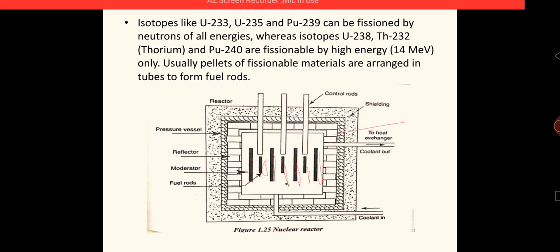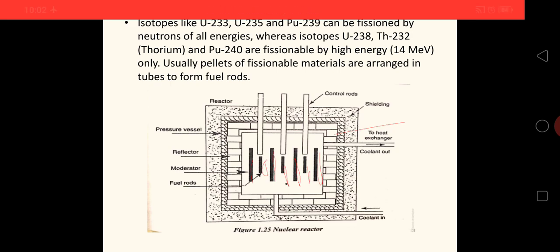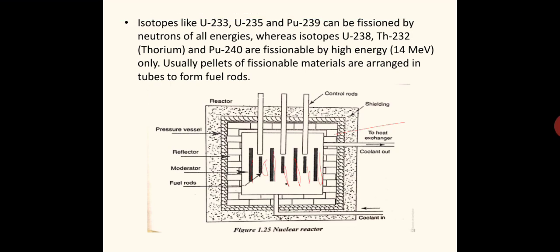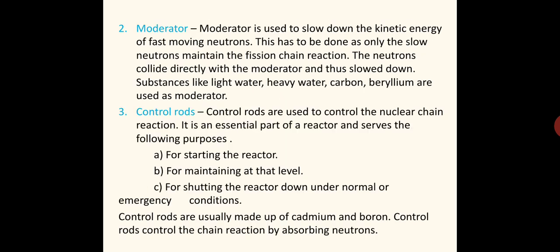Inside the shielding we have the pressure vessel, and inner to that pressure vessel we have the reflector. The function of the reflector is the same as that of the moderator, just to slow down the pace of the neutron. Sometimes after the reaction, neutrons move in any direction, so either it will collide with the moderator, or sometimes it will collide with the reflectors. Once it collides with the reflector, its kinetic energy is also reduced.